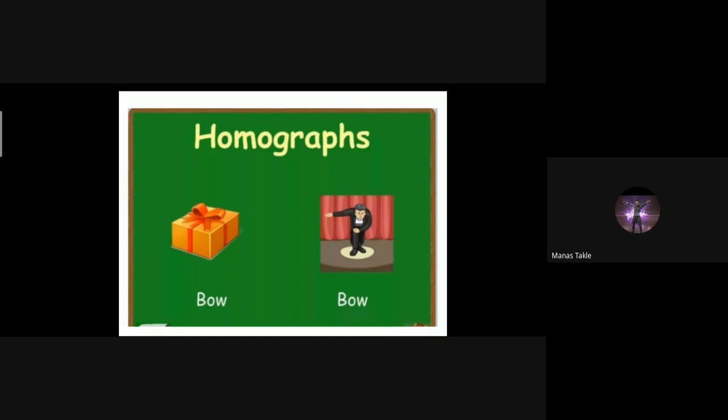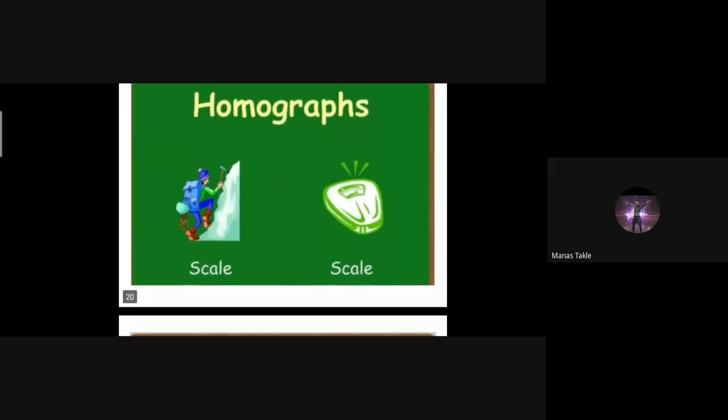Both the words have same spelling and same sound but different meanings. Now, homographs. Next example. S-C-A-L-E, scale is also scale. And S-C-A-L-E, scale is also scale. But both have different meanings.